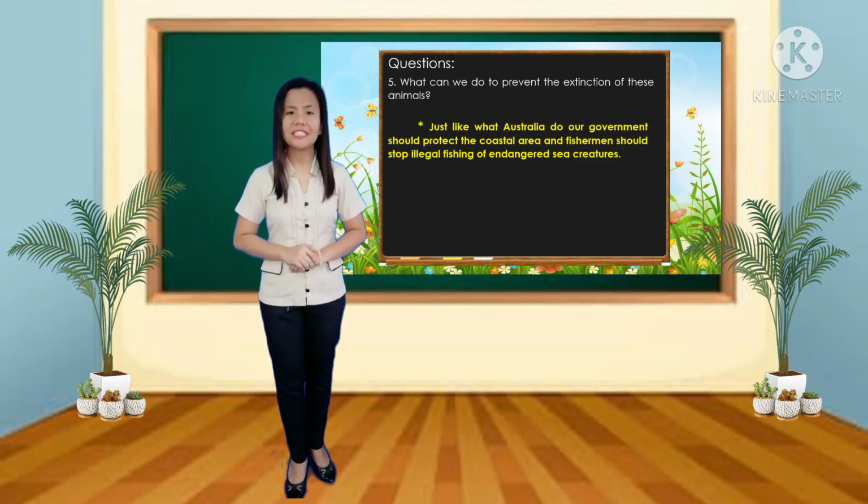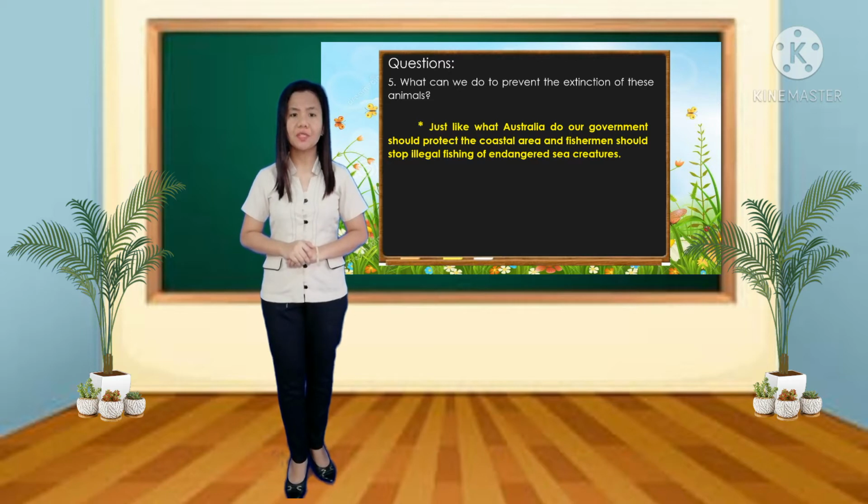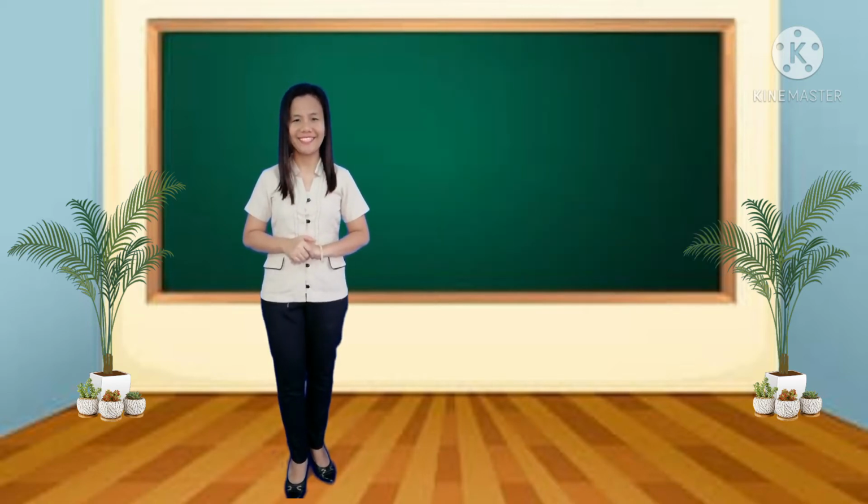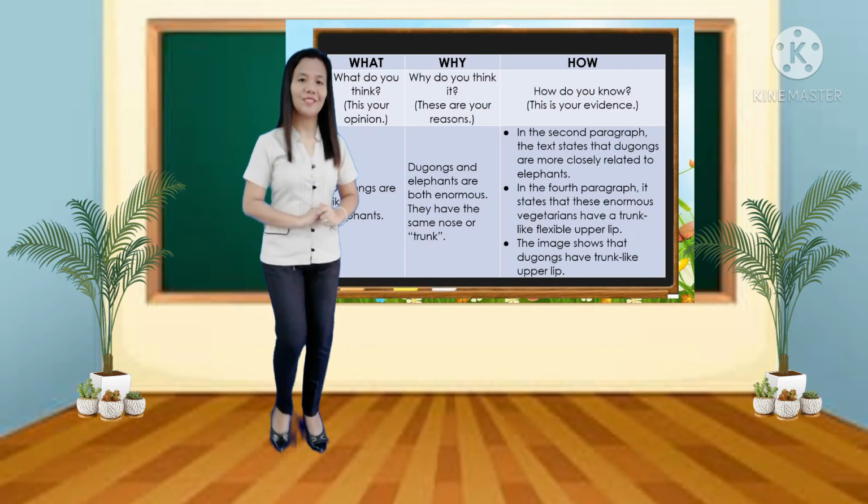Yes, just like what Australia does, our government should protect the coastal area and fishermen should stop illegal fishing of dugong. In that way, we could help prevent the extinction of these sea creatures. Good job, guys! Now, take a look.